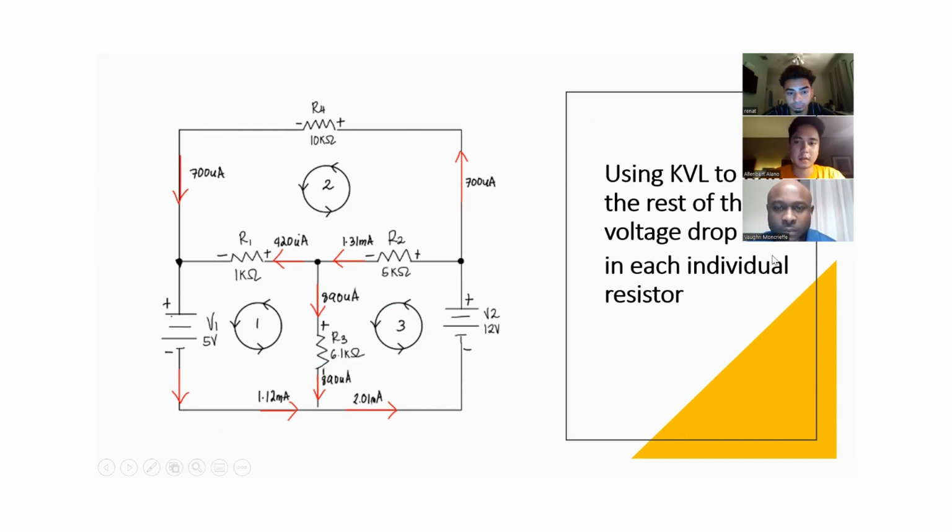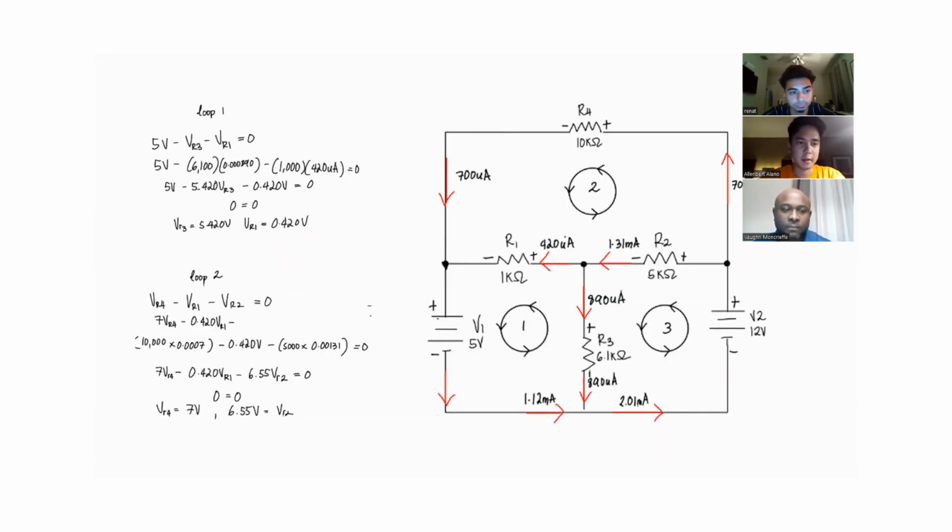With KVL, we use KVL as a method in order to get the voltage drop in all of the individual resistors. The equation that we got, you can see over here on the left side. Using KVL, we got 5.42 volts for VR3. Voltage drop for R1 would be 0.420 volts. For resistor 4 it will be 7 volts, and the voltage drop on resistor 2 is 6.55 volts.